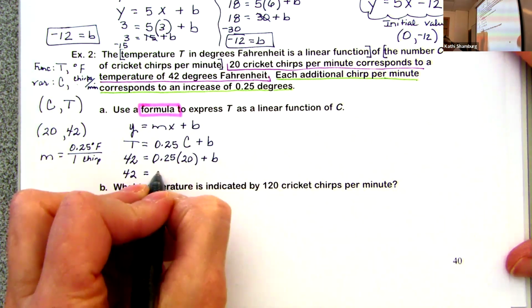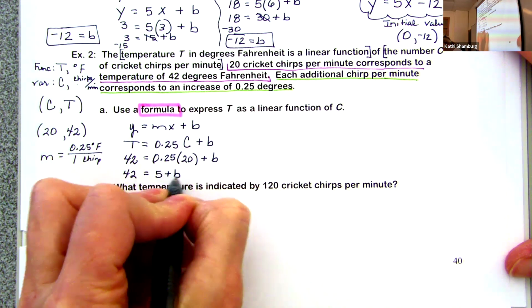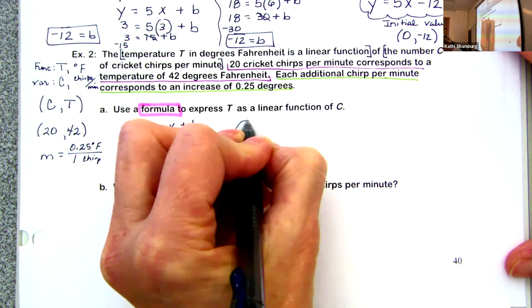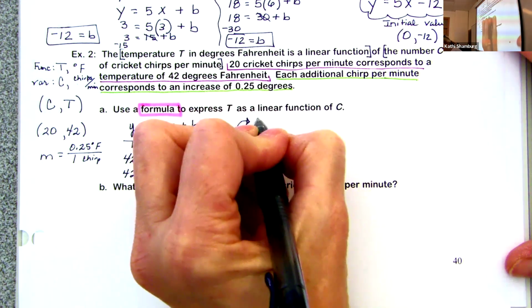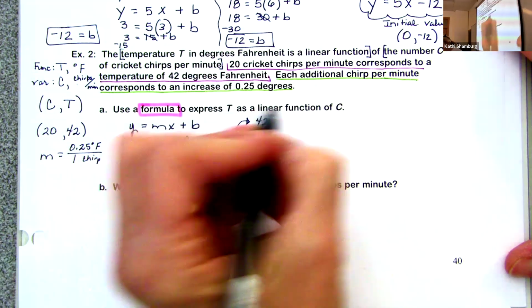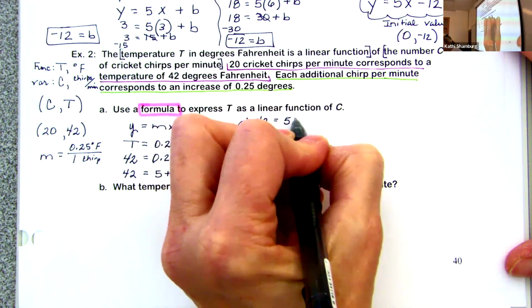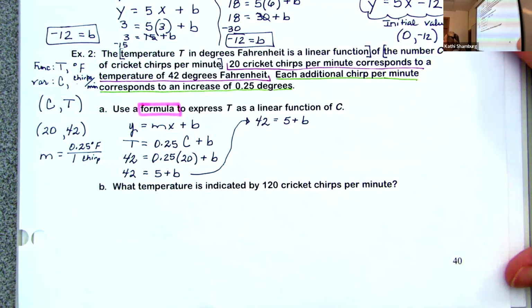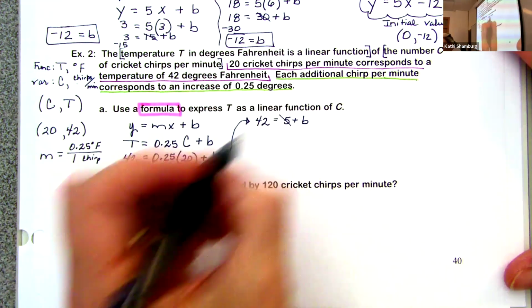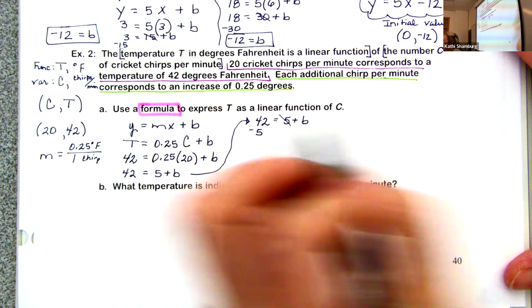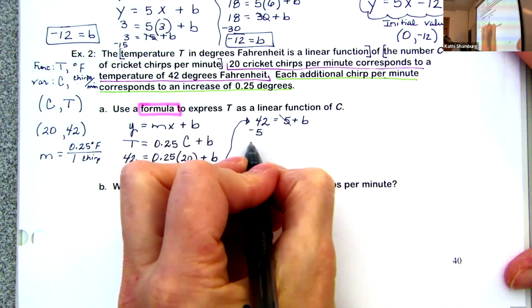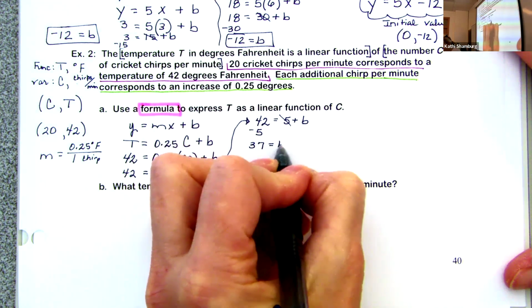5. Okay, so where we're at now, I'm just going to rewrite that. We have 42 equals 5 plus b. So I want to solve for b. I need to move my 5 and it's positive, so we're going to subtract it. So I get 37 equals b.